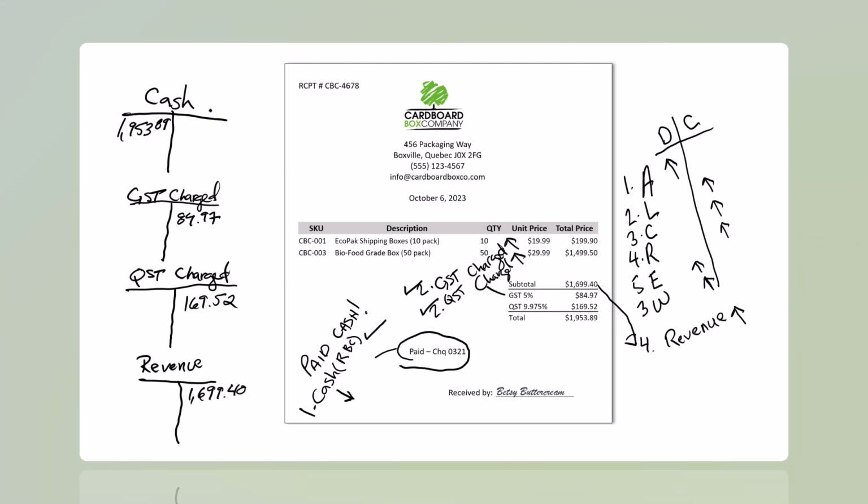And then just to make it a little bit easier when we do our general journal entries, I'm going to put the account numbers next to the account name. So cash RBC is 1060. GST charged is going to be 2310. QST charged is going to be 2410. And then revenue, I'm going to use 4,000, which in our chart of accounts is sales of instruments, but it's just an example and it'll work for now.